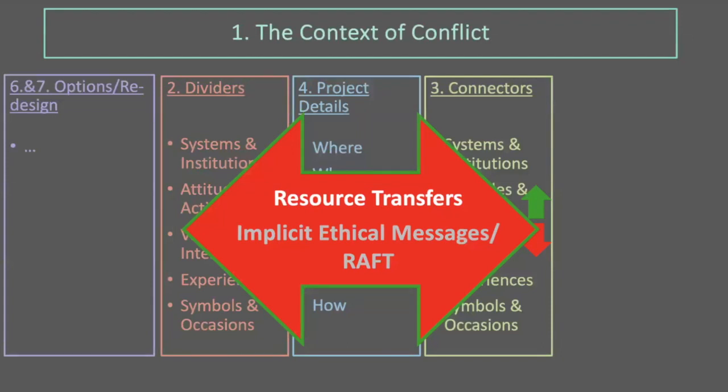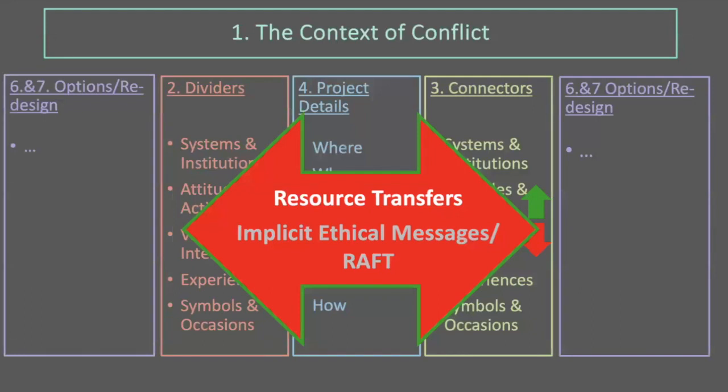These options you can write either next to the dividers, if it is an option for a project detail that has strengthened a divider, or you would write it in a column next to your connectors if you're addressing a project detail that will potentially weaken a connector or that has already weakened a connector. Then in the last step, you need to check if your options might also reinforce dividers or weaken connectors.